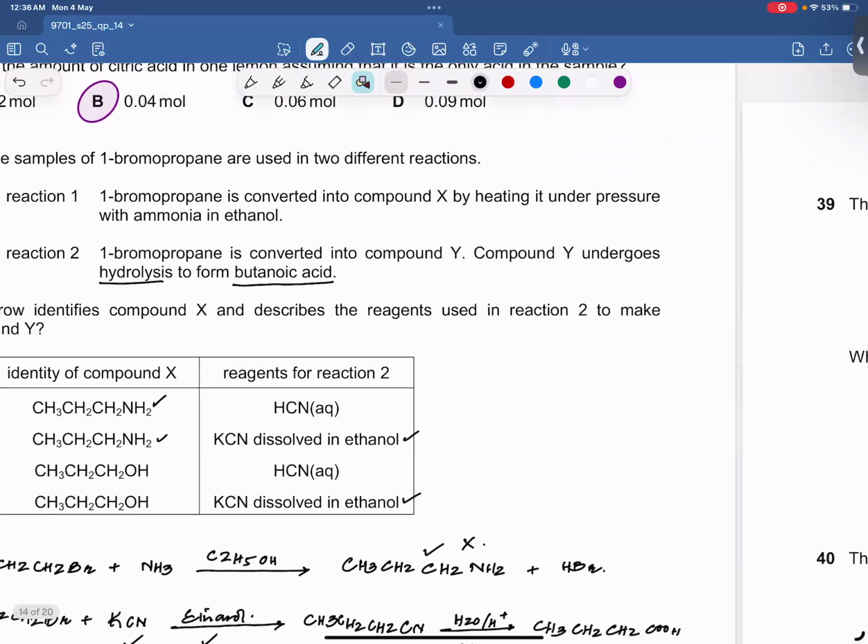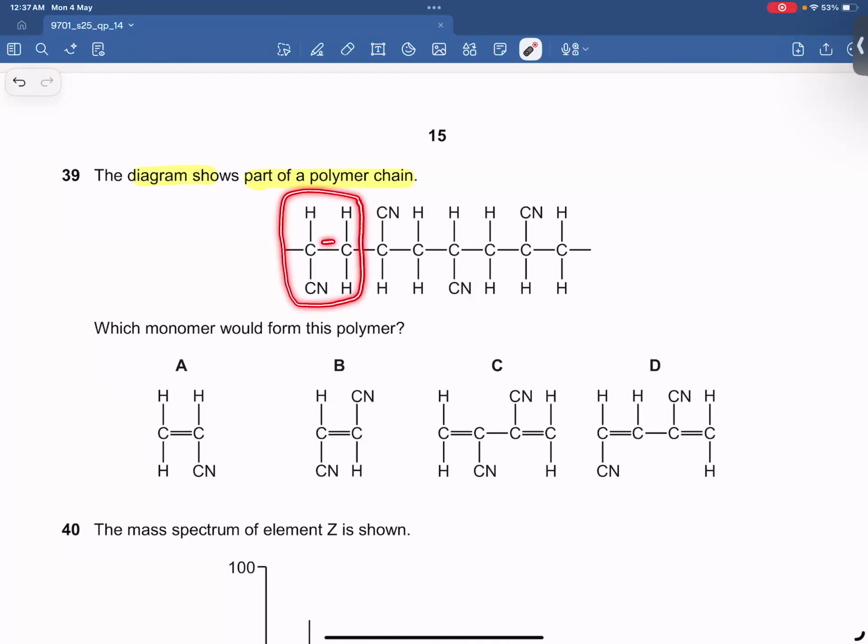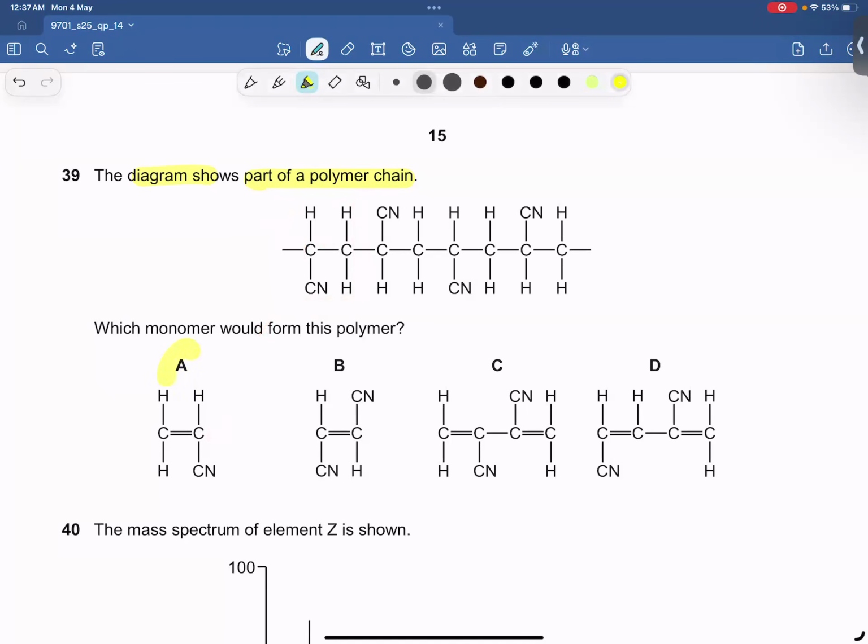Question 39. The diagram shows part of the polymer chain. There is no ester or amide linkage, which means it is an addition polymer. An addition polymer is always formed when an alkene undergoes polymerization, which means this is going to be the monomer, and the double bond has to be here between the carbon atoms. So check where that is written, and that's your answer. A is going to be the right answer.